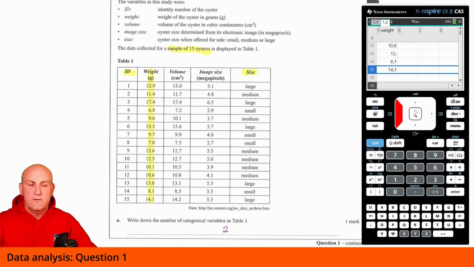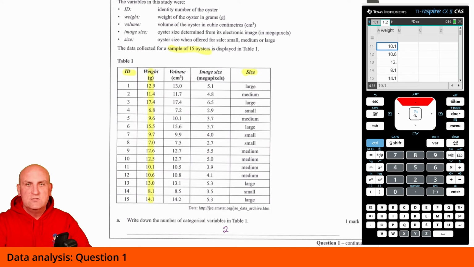The first thing I check is that I've got 15 data items, right? There's 15 oysters, 15 data items. I'd hate to miss one, so I'm just going to scroll up and see, do any of these not make sense? 15.5, 9.6, 6.8, 71.4, 11.4. Now, the chances are I'm going to use all of these a bit later on. They might ask me to do a scatter plot. We'll wait and see. But there we go.